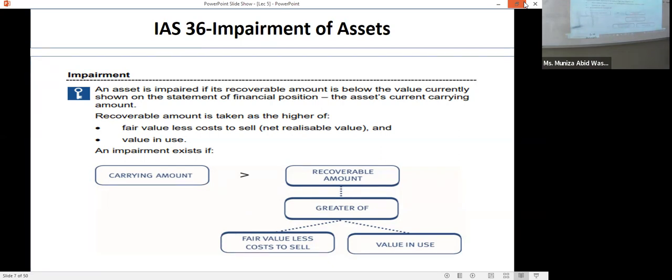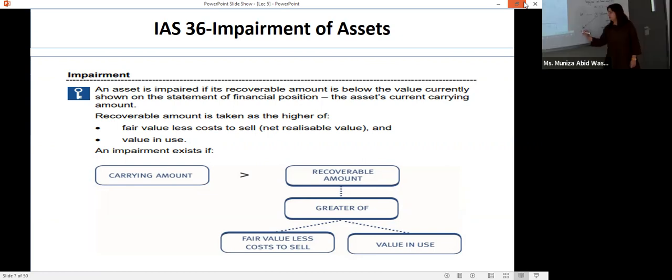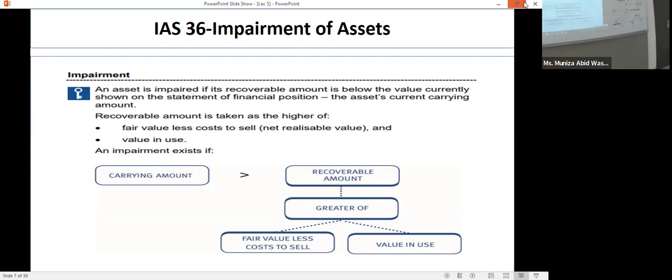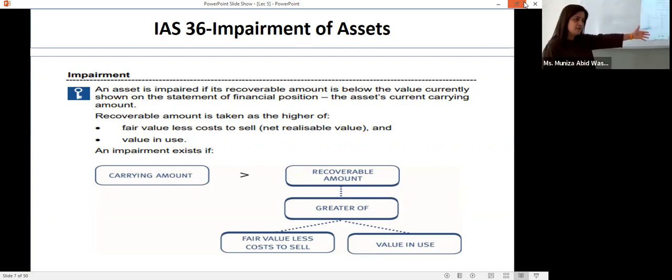And carrying value is cost minus accumulated depreciation. Is it? This is the value at which the assets are recognized in our books of accounts. When you show your tangible non-current assets in your statement of financial position, this is the format which you adopt. You write cost, below that you write accumulated depreciation, and finally the carrying value is written. So this is what they are telling you: an asset is impaired if its recoverable amount is below the value currently shown in the SOFP.